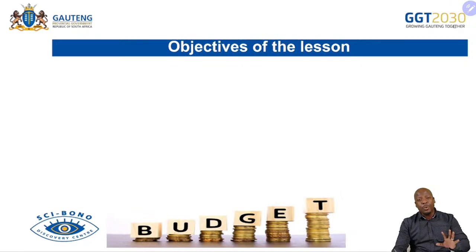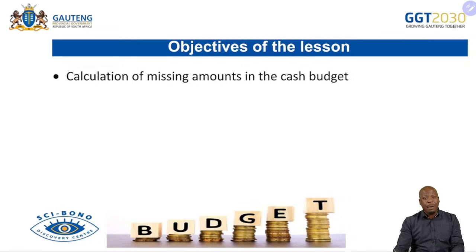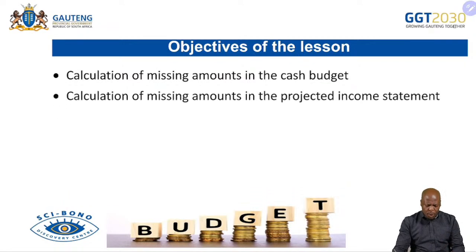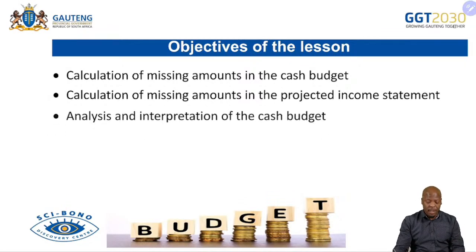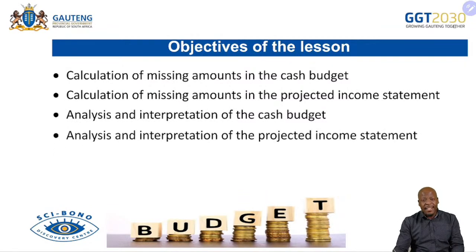Now, I want you to get my objectives today because it will tell you exactly what I want to achieve together with you. Remember, I'm not doing it alone, but I am working together with you. So what we want to cover today, number one, we want to calculate amounts that are missing from a cash budget. I think you've seen in past exam papers that there can be missing amounts. We want to see how can we get those missing amounts. We'll also be looking at some missing amounts that also come in the projected income statement. In today's class, I'll also be analyzing and interpreting the cash budget as well as the projected income statement.